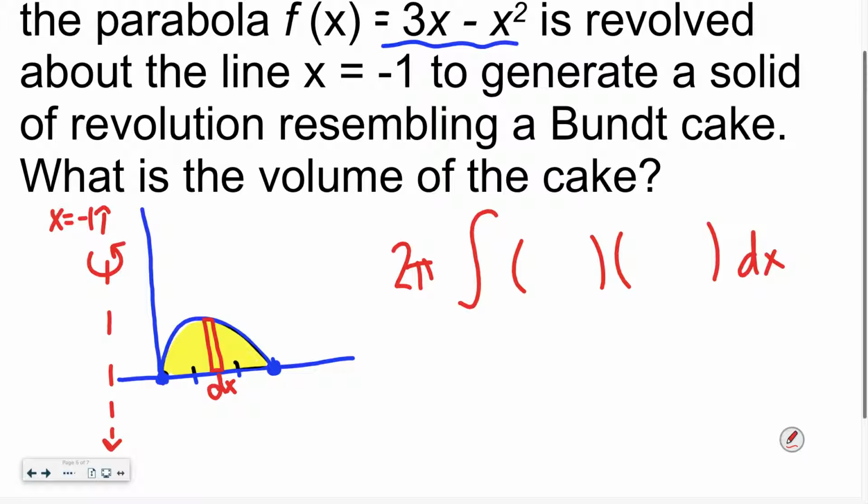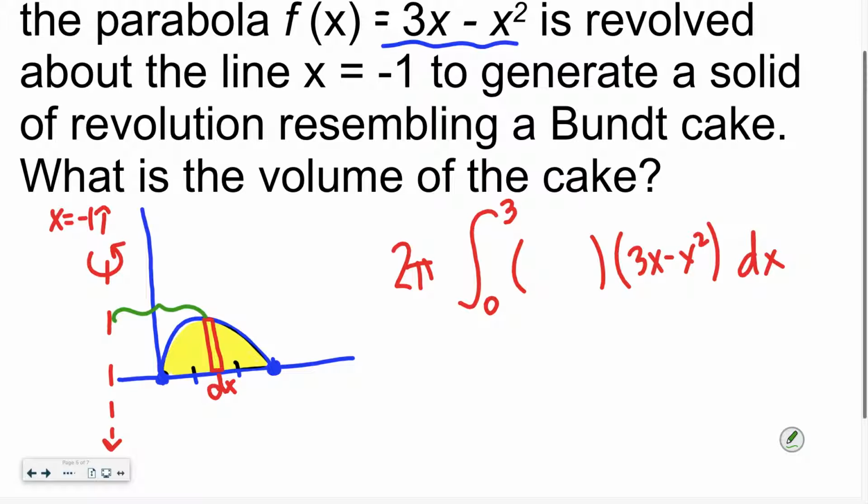Okay, let's start with the easy parts. Our limits of integration would be 0 to 3. That's where those intersection coordinates are, the x values of them because we're in terms of x. Our height, the height of those rectangles, is x minus x squared.